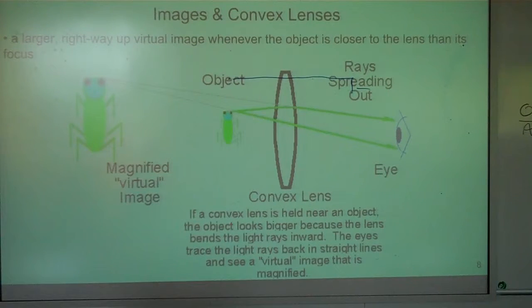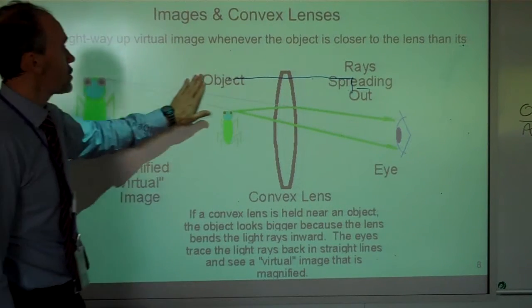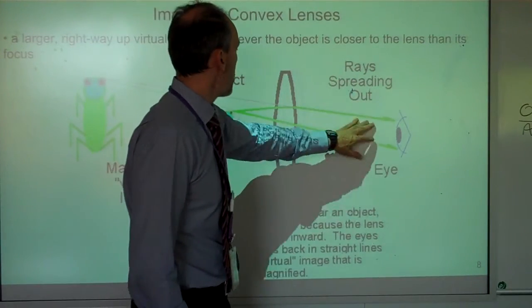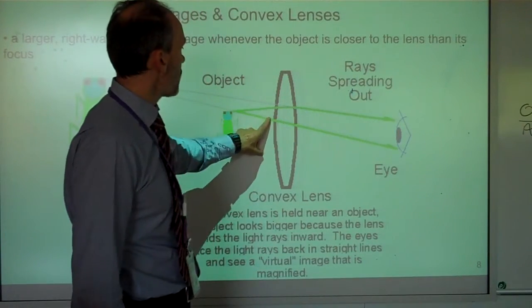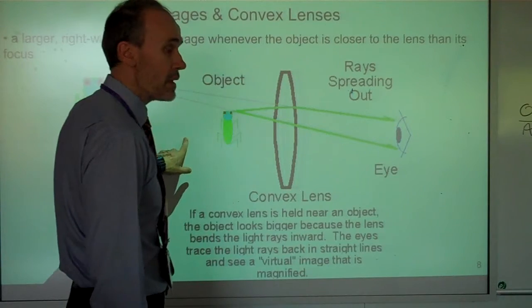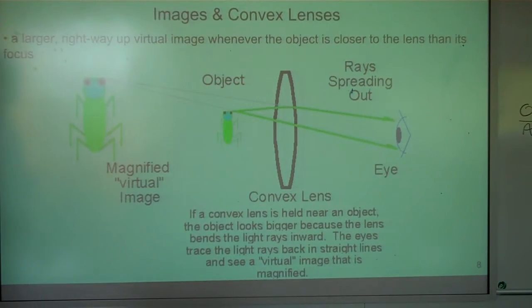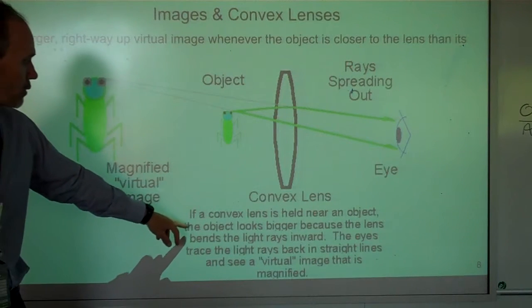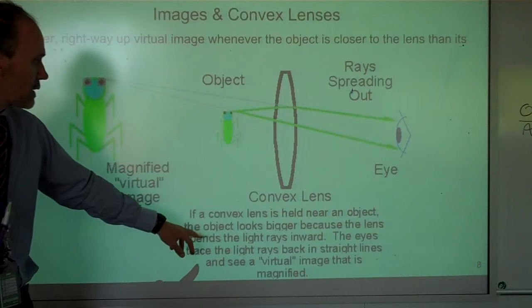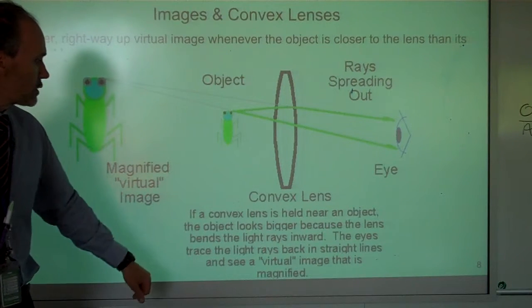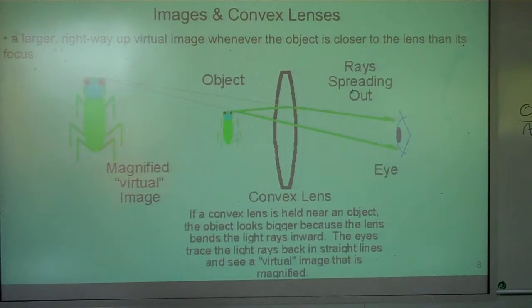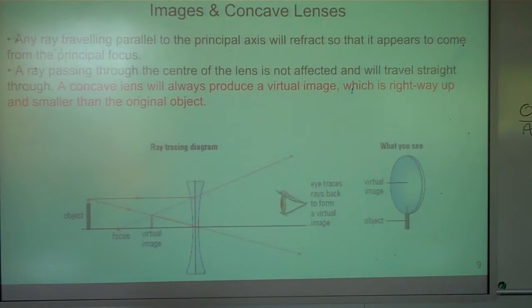There's this idea again, this virtual image. So there's my eye, there's the insect quite close to the lens, the focal point is maybe here, and what I see is this magnified image of the insect. And so if a convex lens is held near, the object looks bigger because the lens bends the light rays inwards. The eyes trace the light rays back in straight lines. It's here, virtual image, that is magnified. So that's kind of useful and interesting.